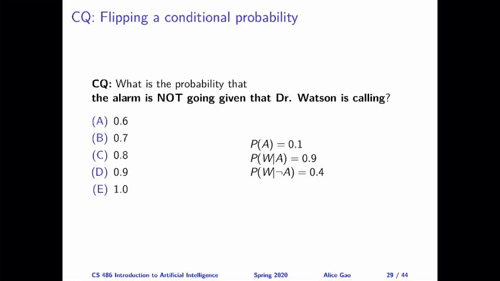Let's practice using the Bayes rule. Again, I have two questions, and I will only tell you the correct answers in this video. Watch the separate video for the process. For this first question, we want to calculate the probability that the alarm is not going given that Dr. Watson is calling. And the correct answer here is 0.8, so option C.